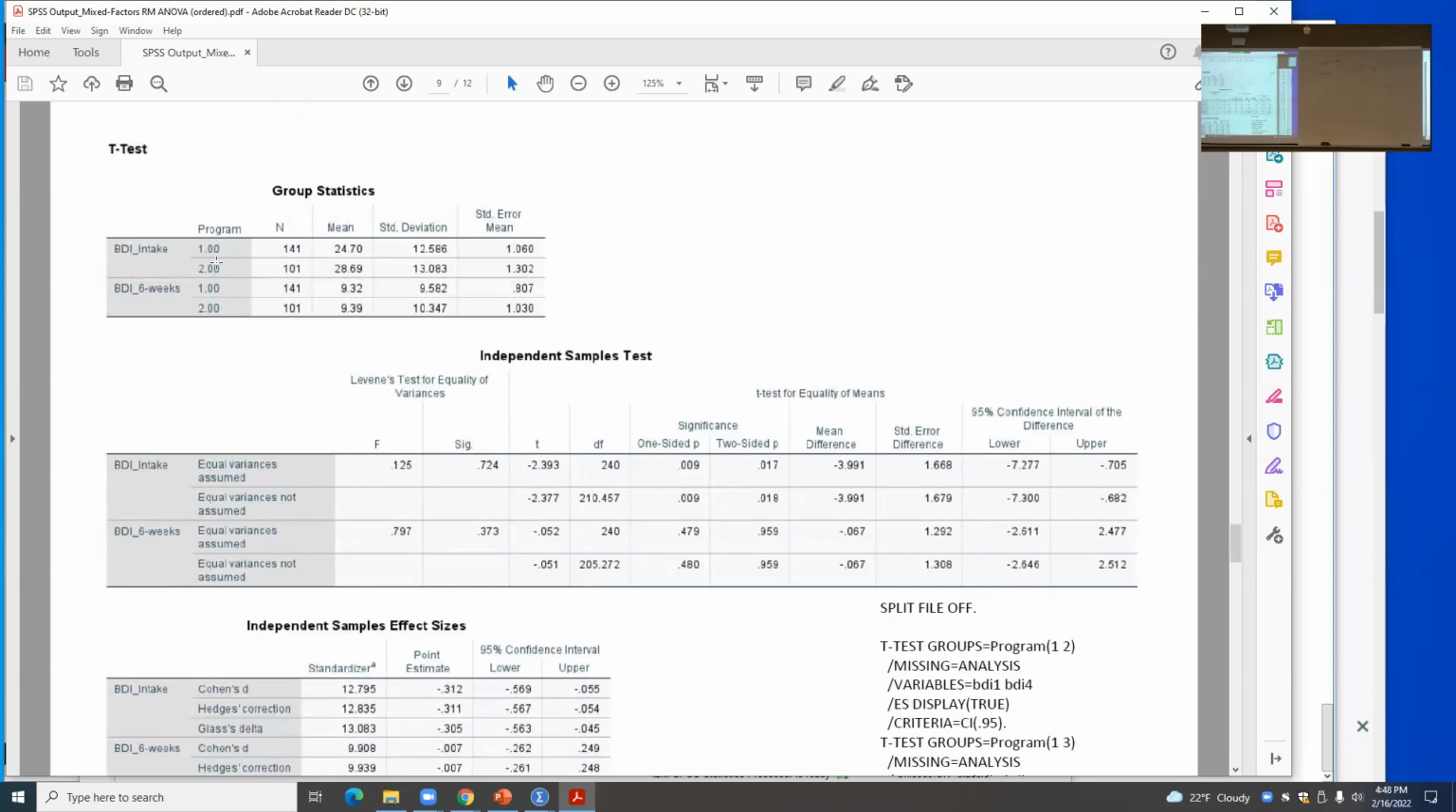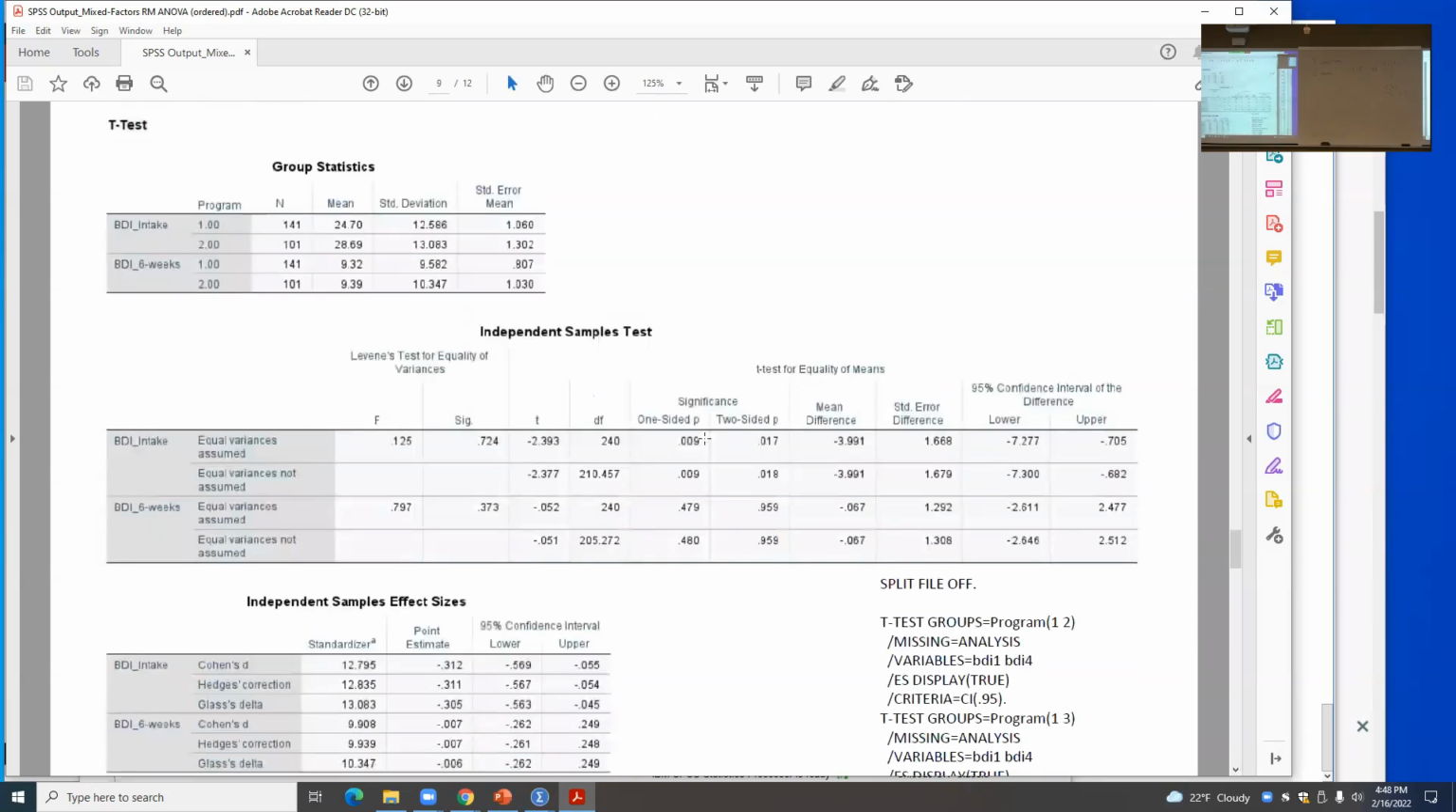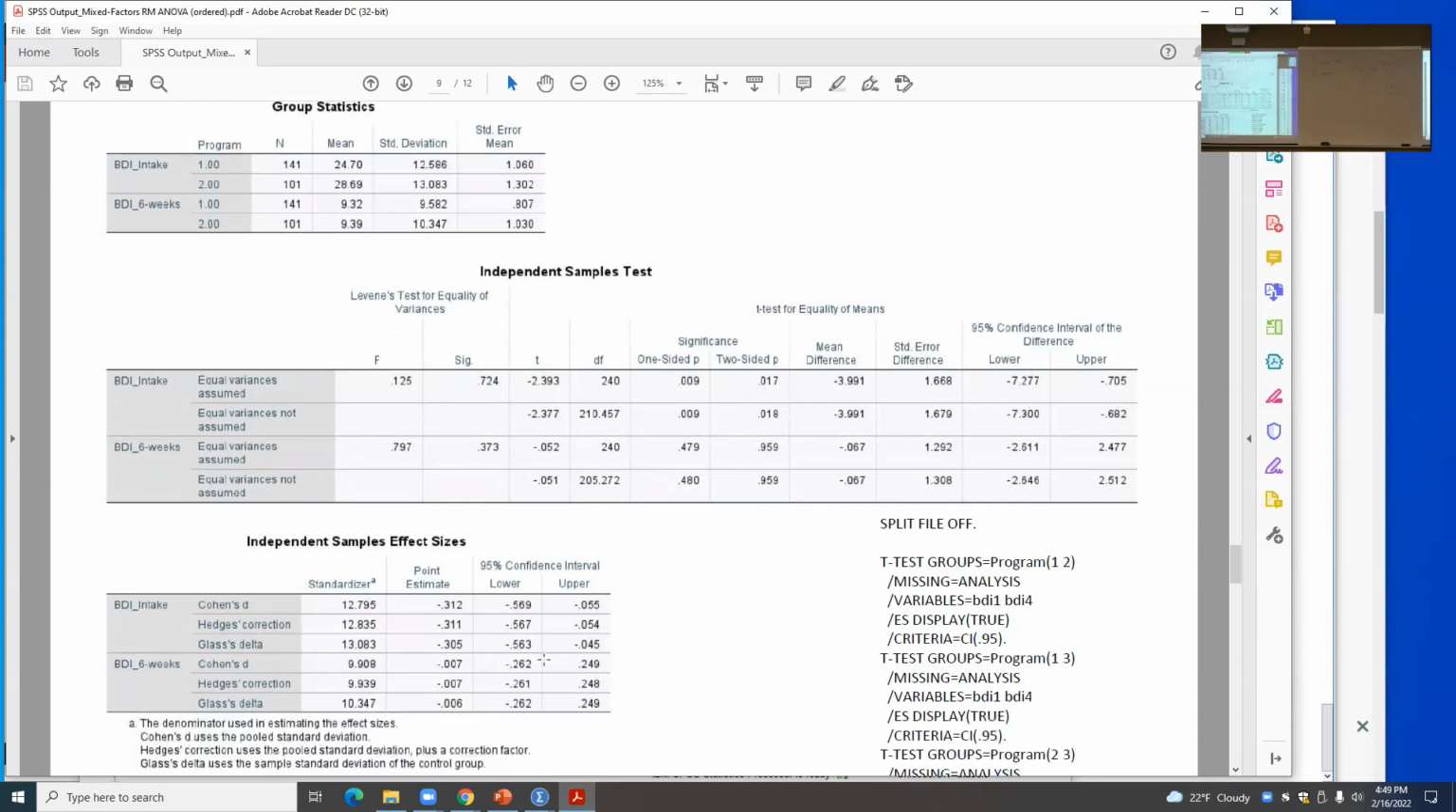this is my comparison of 1 versus 2 at intake and baseline. And here I get my p-values, and we also want to think about equal variance not being assumed. So here we're good with these comparisons. It looks like some evidence for possible differences at intake across 1 versus 2, and nothing that looks different at 6 weeks for 1 versus 2. And then corresponding effect sizes.